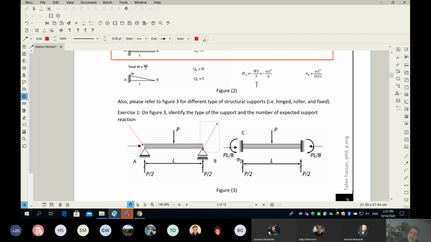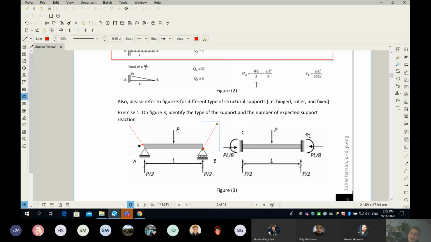So this here is the third support, which is fixed. So this one is a fixed support. When we say fixed, it means all three movements are not permitted. It cannot move in the X direction, it cannot move in the Y direction, and also the rotation is not permitted.